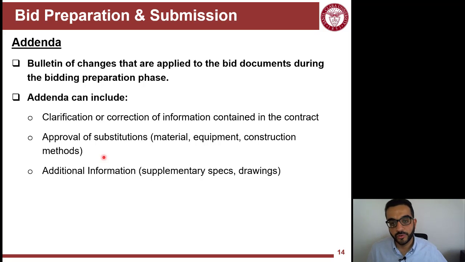When the owner rep or the architect responds to your question, they don't respond in private or one-on-one. They actually publish this response in the addenda, so all other bidders will have access to the answer. Again, the key here is transparency and fairness, so there's no one-to-one favoritism in any way. If you ask a question, the answer will be shared with everyone.